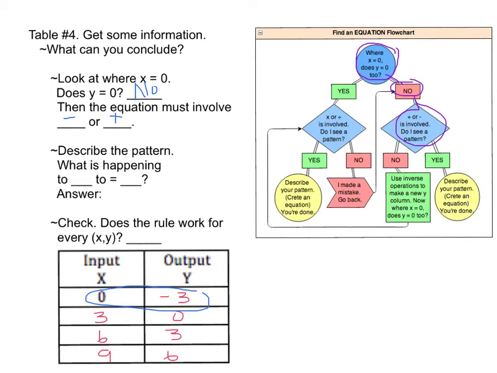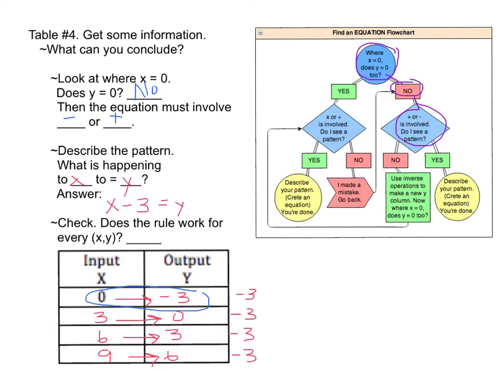Well, to go from 0 to -3, it looks like they subtracted 3. 3 to 0, they subtracted 3. 6 to 3, subtracted 3. 9 to 6, subtracted 3. So it looks like what's happening to x to equal y means that they're taking x minus 3 to equal y.